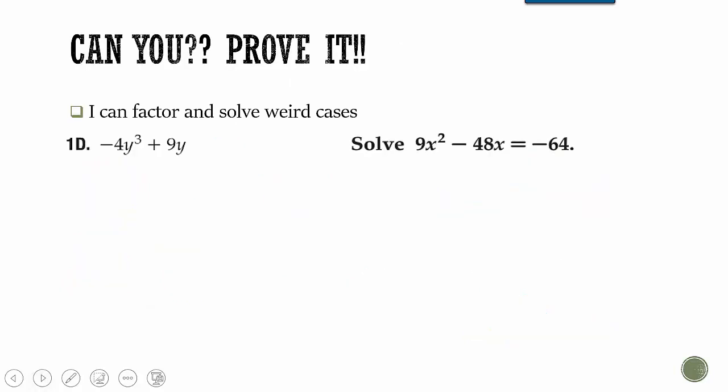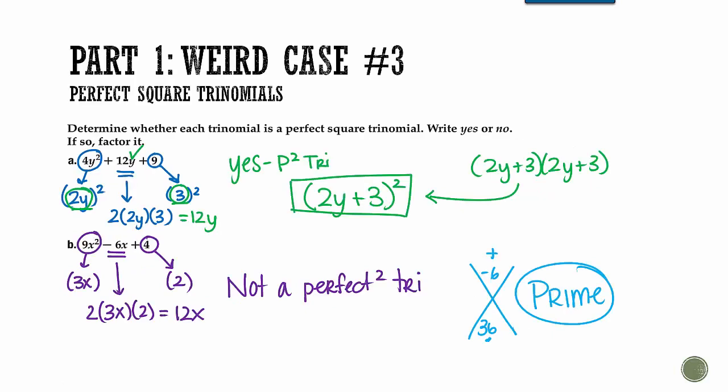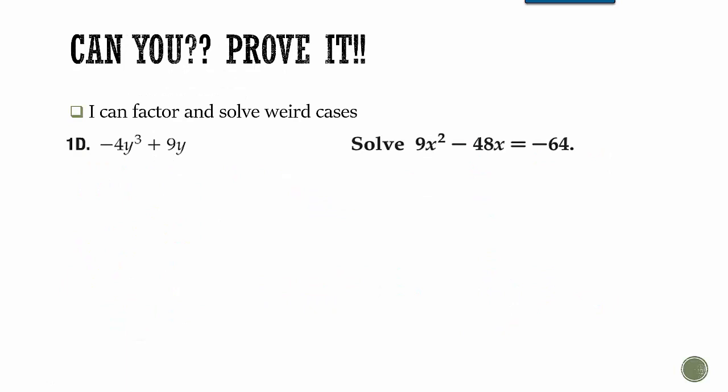So I want you guys to try doing both of these on your own. This one's solving, so don't forget how we solve. You got to factor first and then use the zero product property. So your first thing you should do is move this guy, get that over so it equals 0.